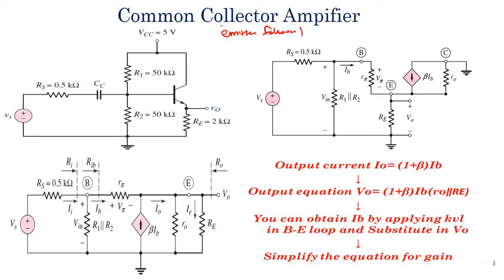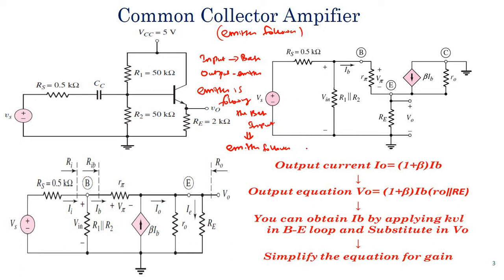Why? Because we are going to give the input to the base and take the output at the emitter. So my emitter is following the base input. That's why it is called emitter follower.